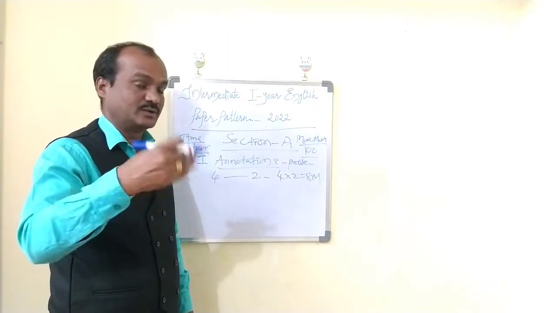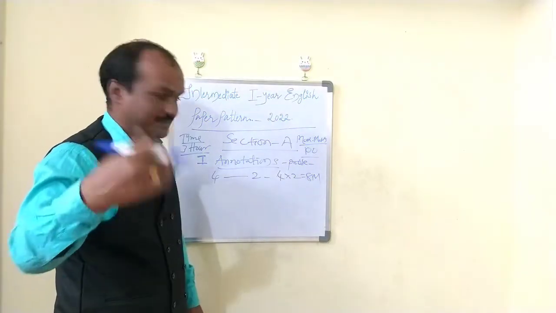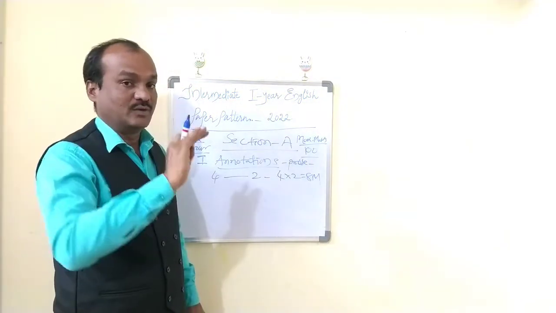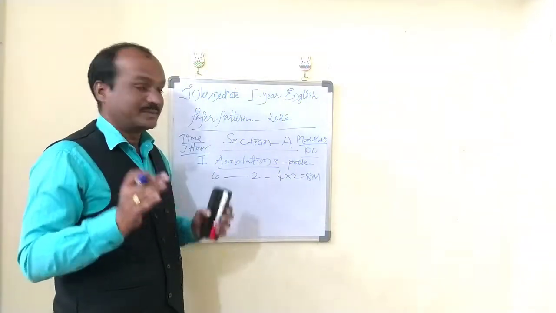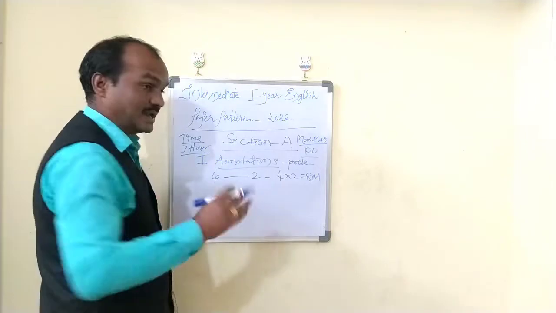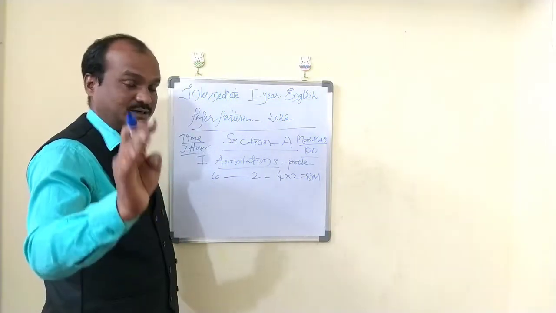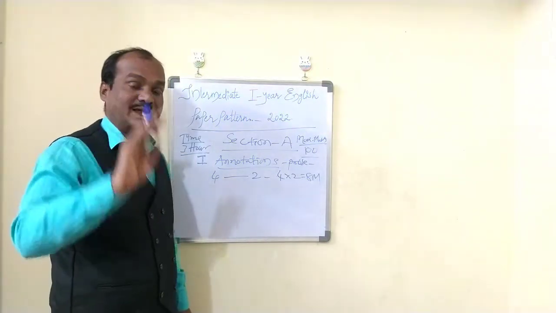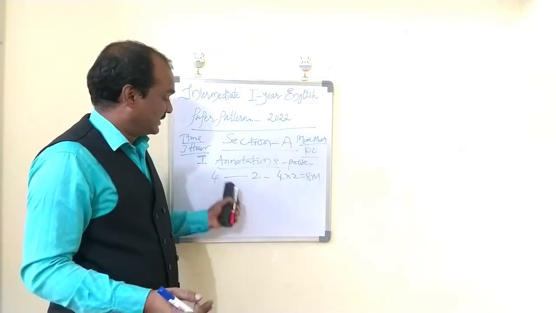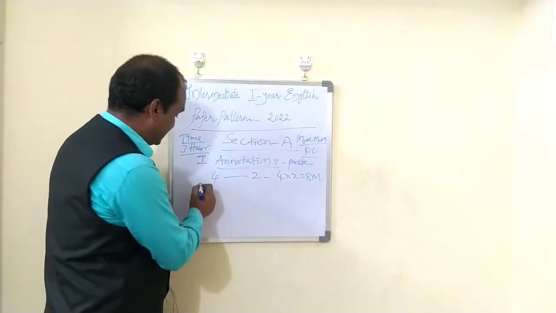I'll let you know how to write annotations in the next upcoming videos. Here we are only discussing the paper pattern. So this is bit number 1, annotations from prose: 4 sentences from your reading text will be given, and you are asked to write any 2 of the 4. Each carries 4 marks, 4 into 2, you will get 8 marks over here.